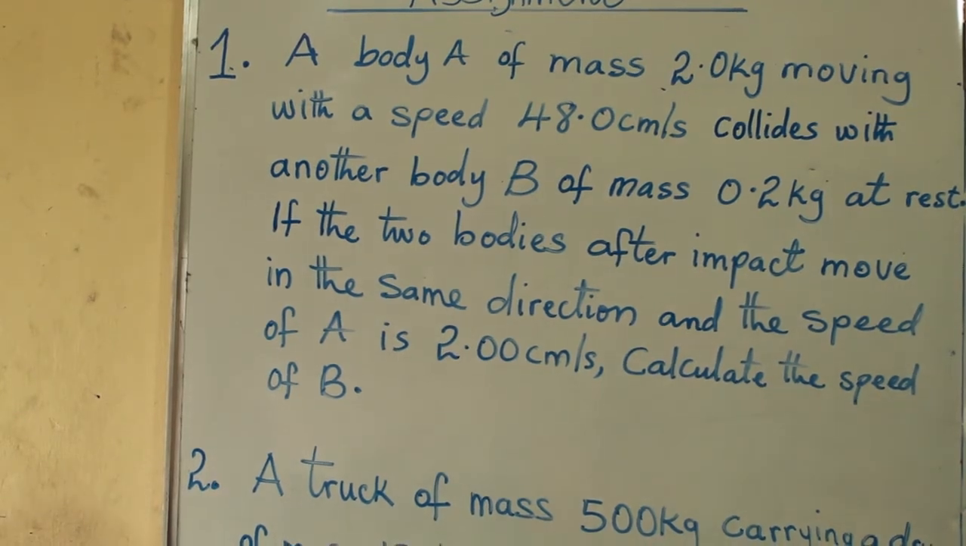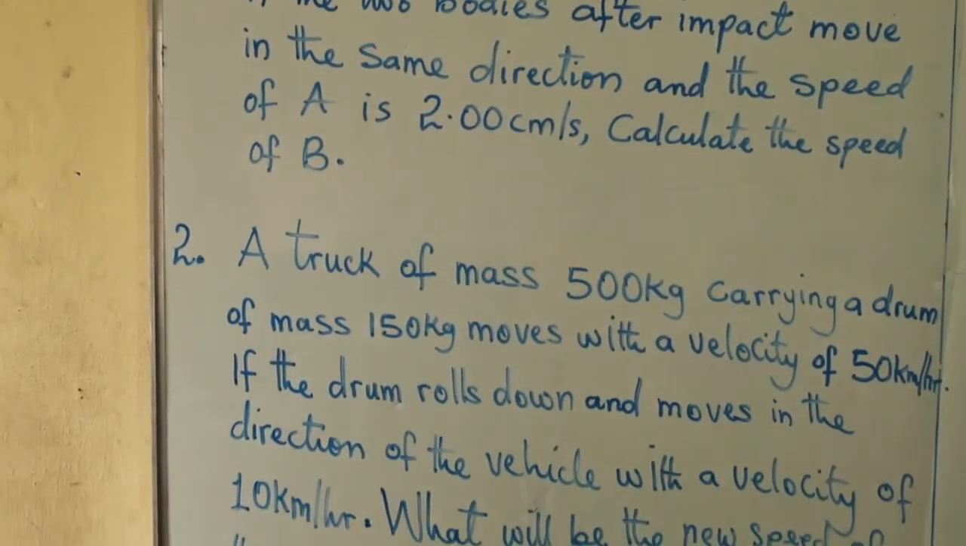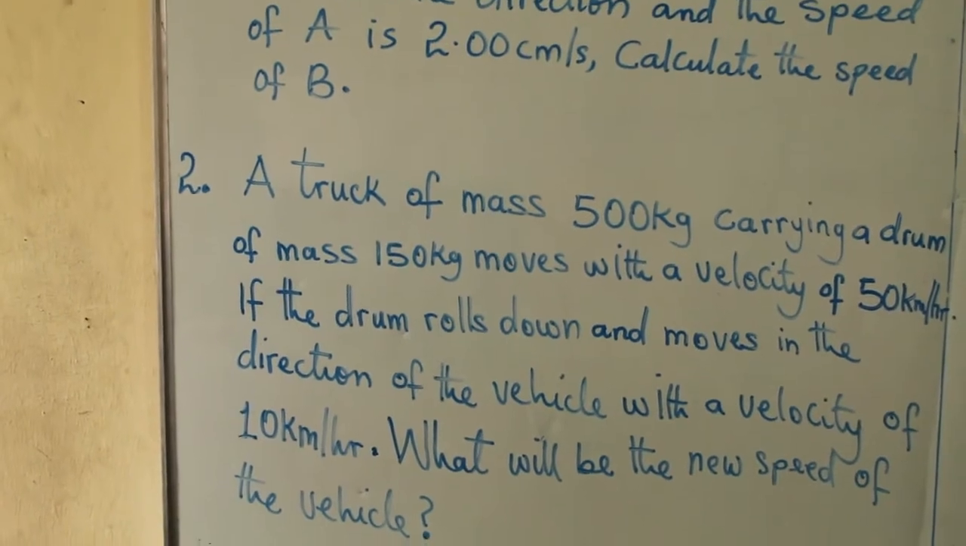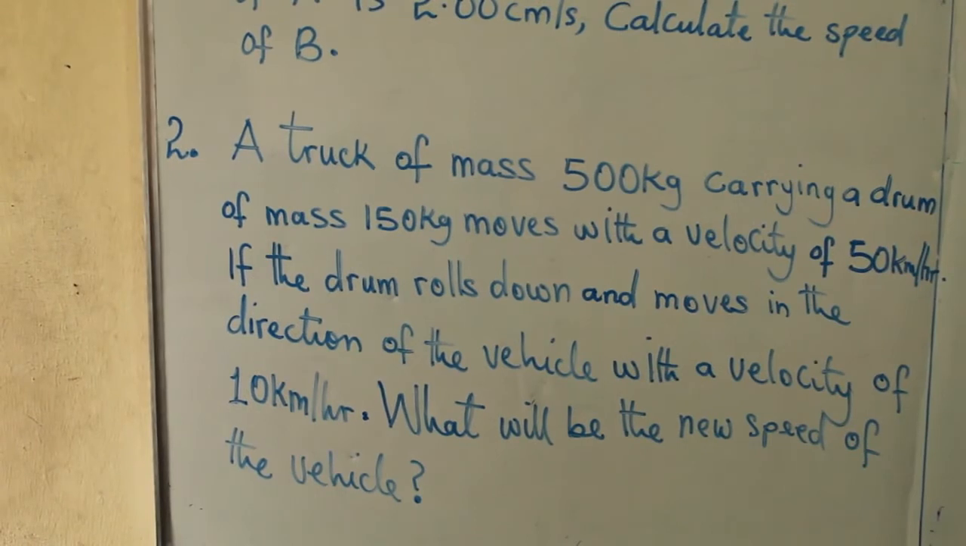Alright, the second question, a truck of mass 500 kilograms carrying a drum of mass 150 kilograms moves with a velocity of 50 km per hour. If the drum rolls down and moves in the direction of the vehicle with a velocity of 10 km per second, what will be the new speed of the vehicle? I hope that question is clear.